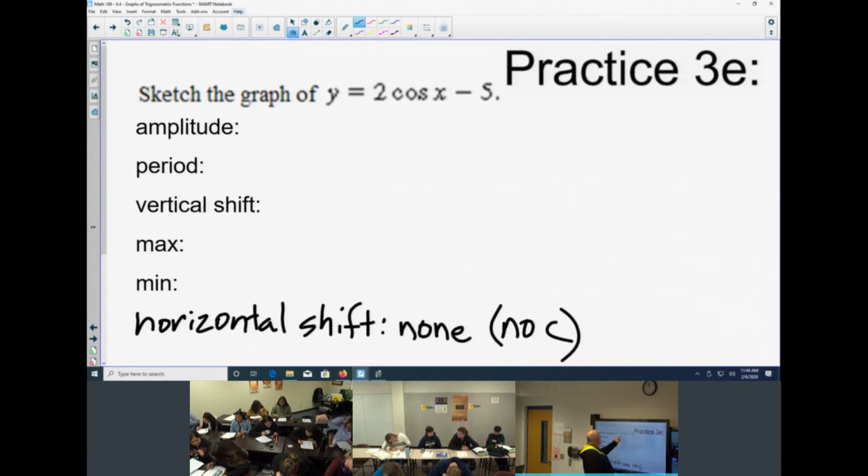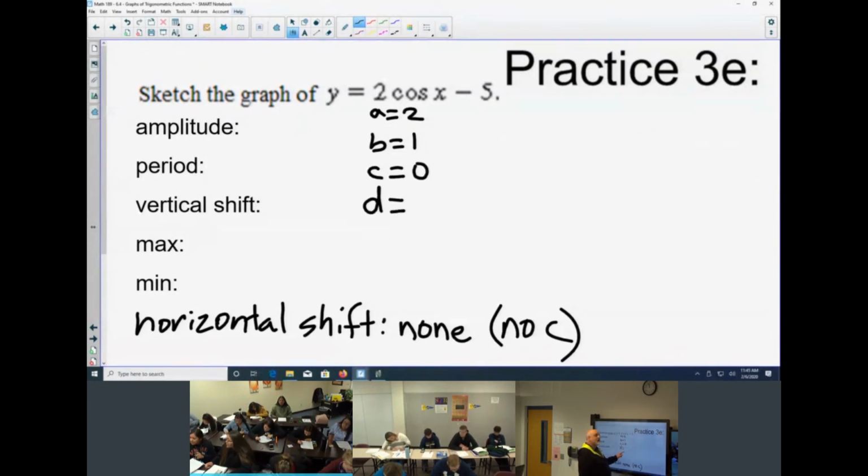That's why I said there's no horizontal shift. There's no C. So this is your A. And then, so if A is 2, what's B in this problem? 1. 1. And then we said there's no C, so C is 0. And then D would be negative 5. Negative 5. The max.